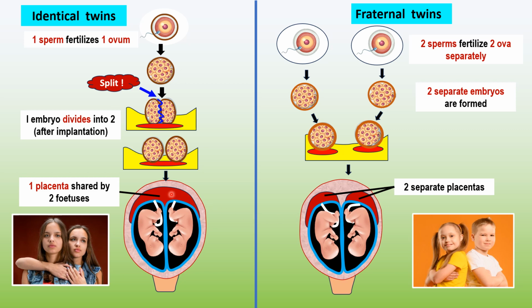So one way to differentiate between the identical twins and fraternal twins is to look at the placenta. If the placenta is shared, definitely it cannot be fraternal twins. It must be identical twins, right? Because fraternal twins have two separate placentas, one for each fetus.